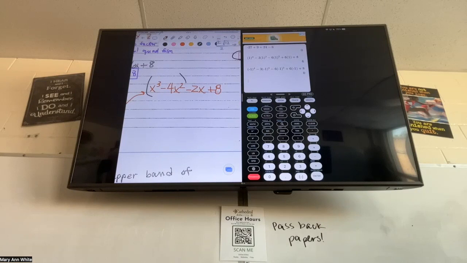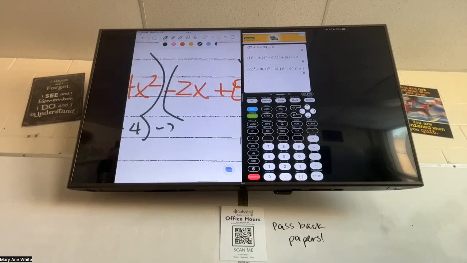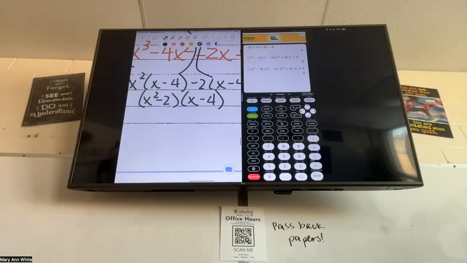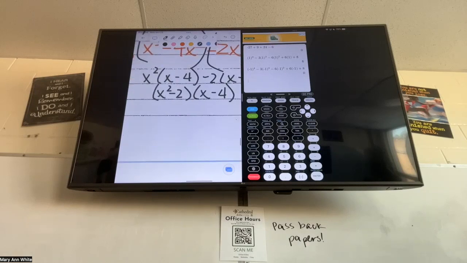So we'll do our grouping. Got x squared, x minus 4. And take a negative 2 out, and I got x minus 4, amazing. And then once I factor that out, let's set each of those factors equal to 0, and then I am for real done. X squared minus 2 equals 0, and then x minus 4 equals 0.